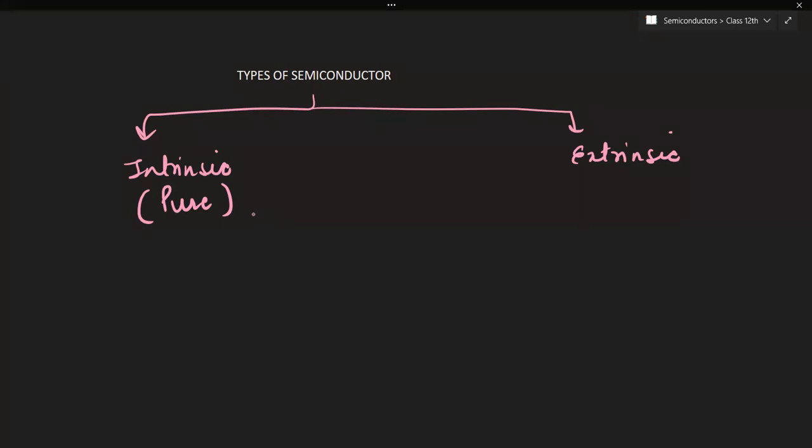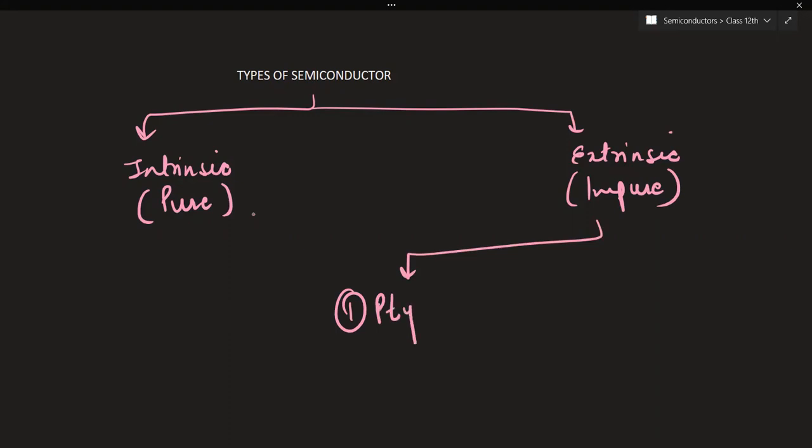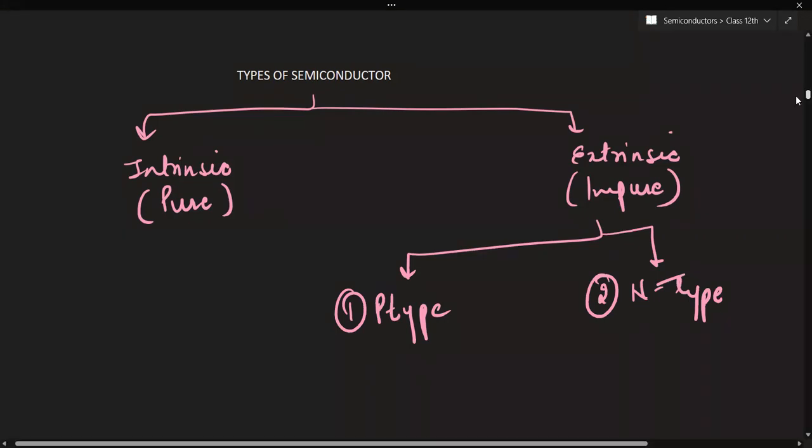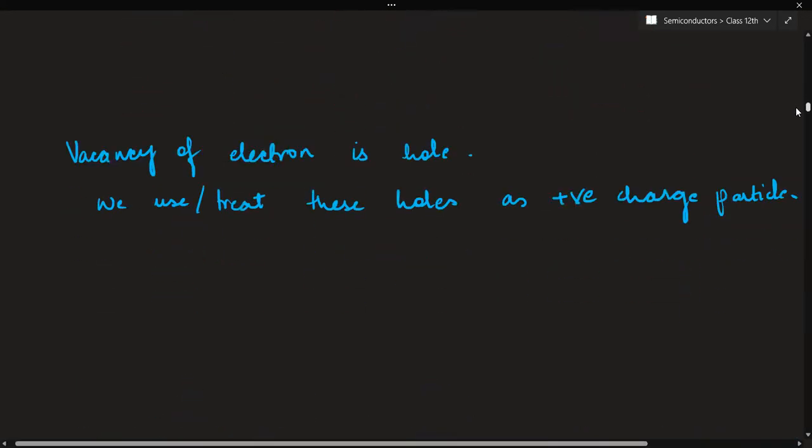In the case of extrinsic semiconductors, these are impure. Impure means they have certain dopants added, some amount of another element mixed with the parent element, so you call them extrinsic. They are also of two types: one is the P-type semiconductors, and secondly the N-type semiconductors. Before we go into each of these details, let me tell you one basic thing that will help you understand all these three types.